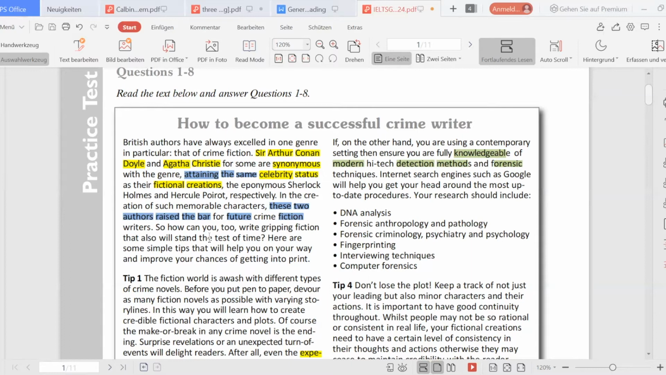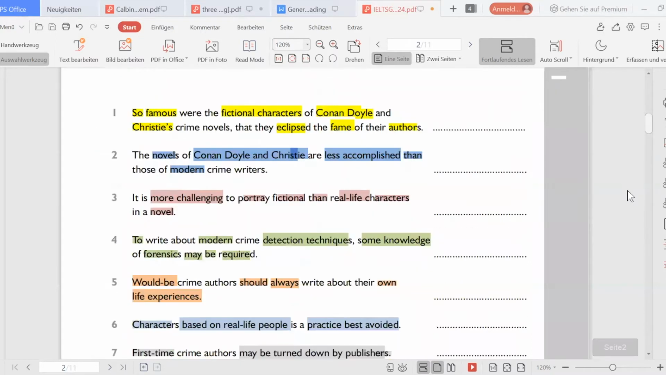Okay, it is false. It is not true, and you cannot also say that it's not given, because there is information on this in the text. They raised the bar, they set the standard, and so it means they were actually the role models and they were more accomplished than the modern crime writers. So this statement is also false. Okay, do you see that? All right, we go to number 3.